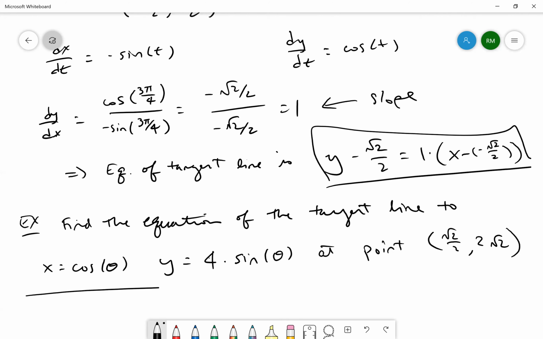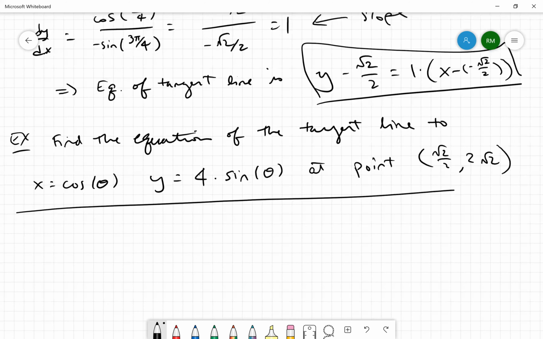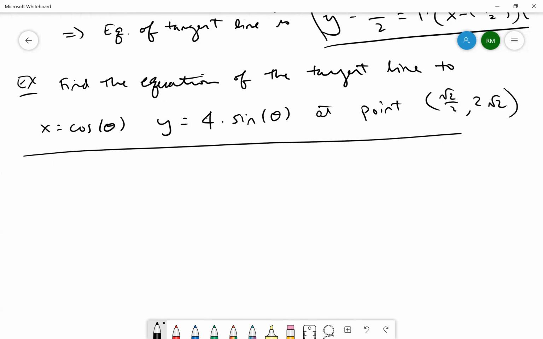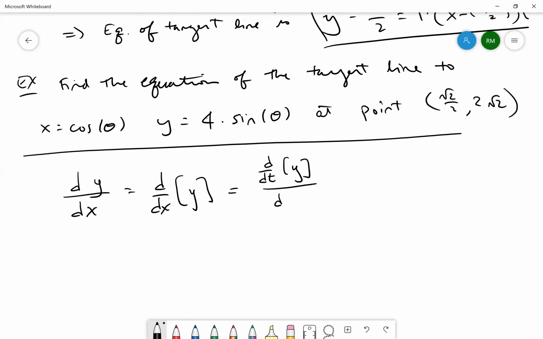Okay, so that was first derivatives. But what about second derivatives? Well, let's do an examination and see what happens. We know that the derivative of the function y is equal to the derivative of y with respect to t over dx dt.